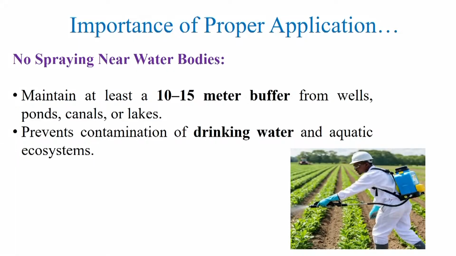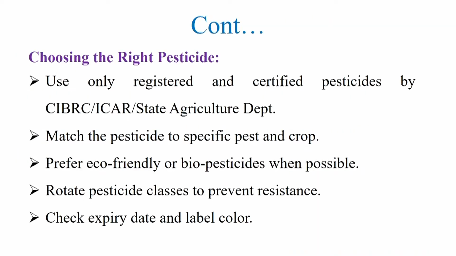If you are spraying near water bodies, you have to be very careful and maintain at least a 10 to 15 meter buffer from wells, ponds, canals as well as lakes. This prevents contamination of drinking water and aquatic ecosystems. Choosing the right pesticide is also important.